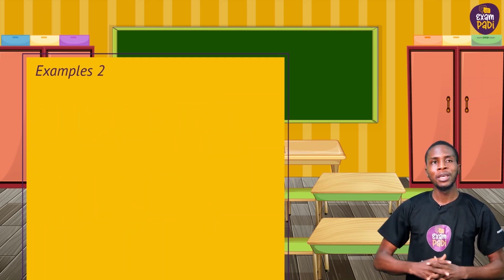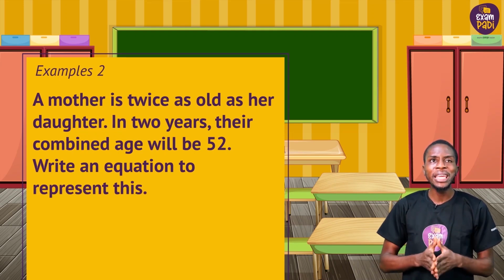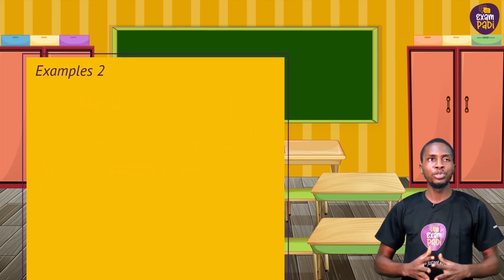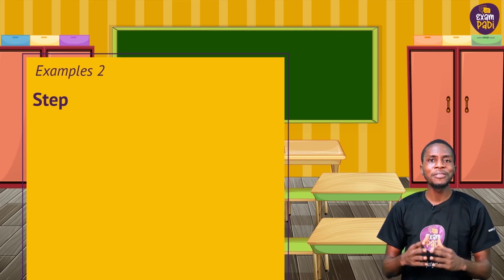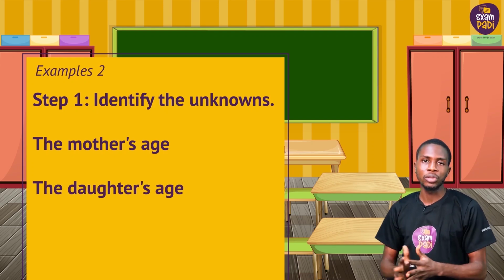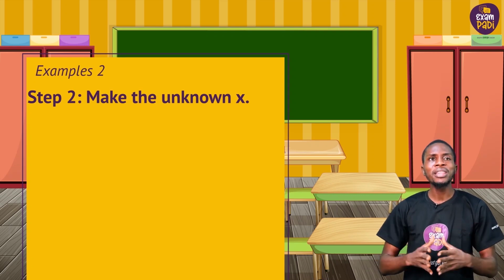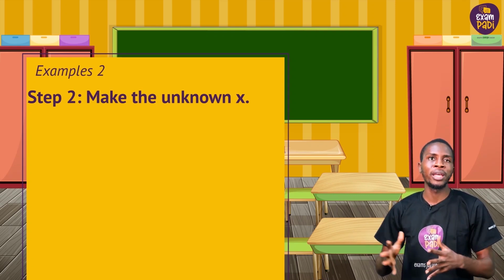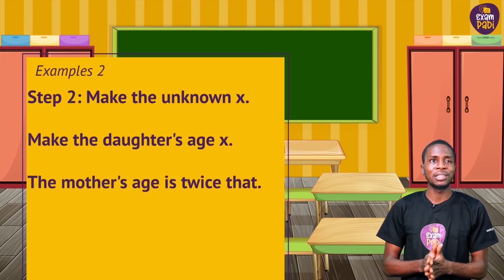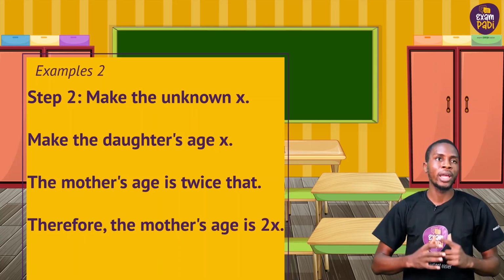Example 2. A mother is twice as old as her daughter. In 2 years, their combined age will be 52. Write an equation to represent this. Solution. Step 1. Identify the unknowns. There are 2 unknowns, the mother's age and the daughter's age. Step 2. Make one unknown x. Write an expression for the other unknown in terms of x. Make the daughter's age x. The mother's age is twice that. Therefore, the mother's age is 2 times x, which equals 2x.